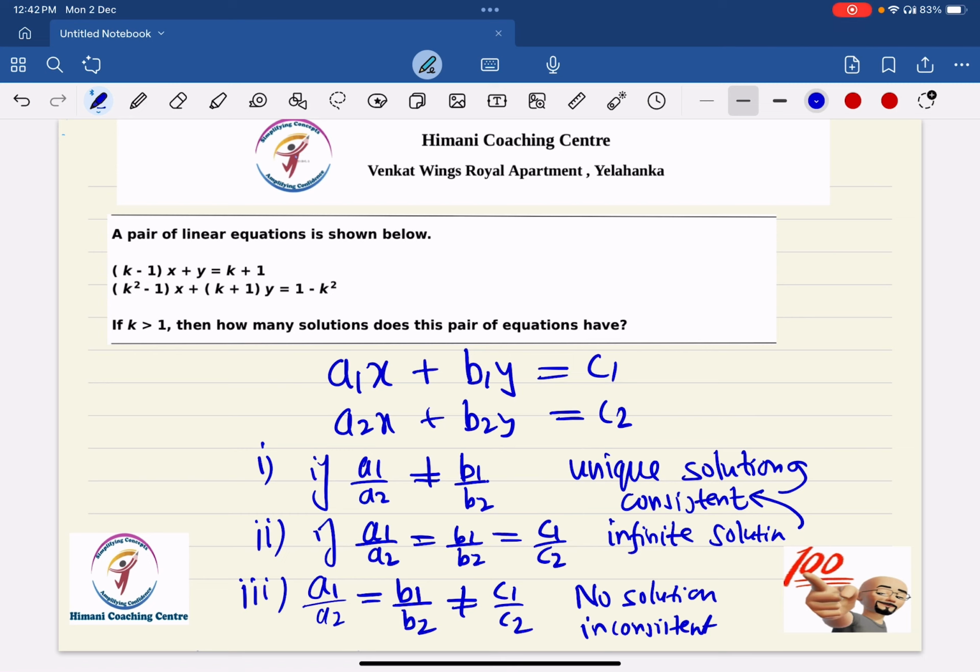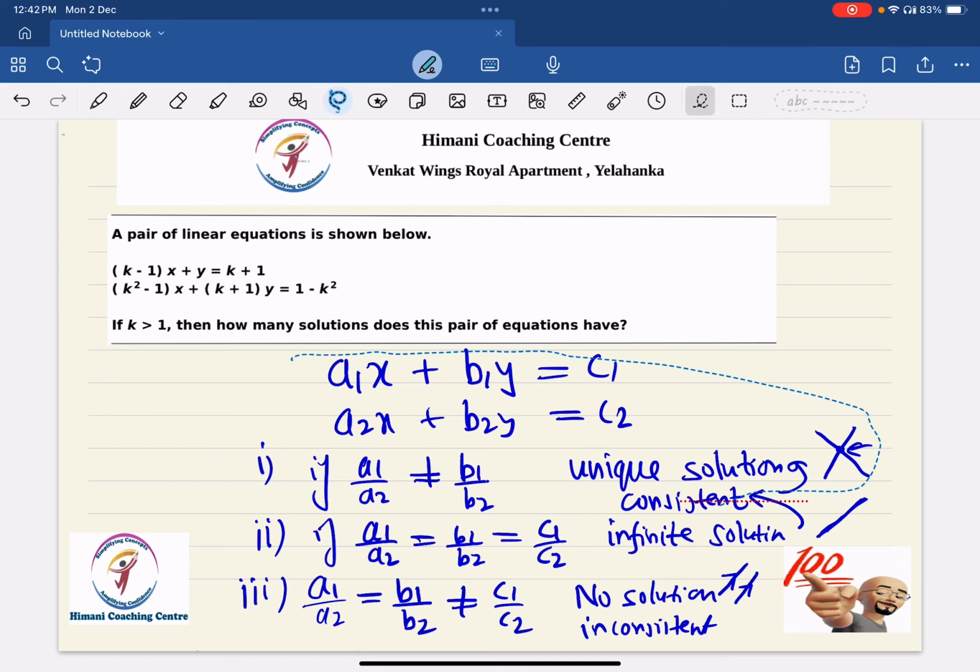In terms of a graph, if we are drawing a graph, then what would happen? In the first case, unique solution means the two lines will intersect at one point only, not more than one point. In the second situation, the lines will be on top of each other, therefore infinite solutions. While in the third case, the lines are parallel to each other. That is why they will not meet and hence we say no solution. So this is the concept which we are going to use.